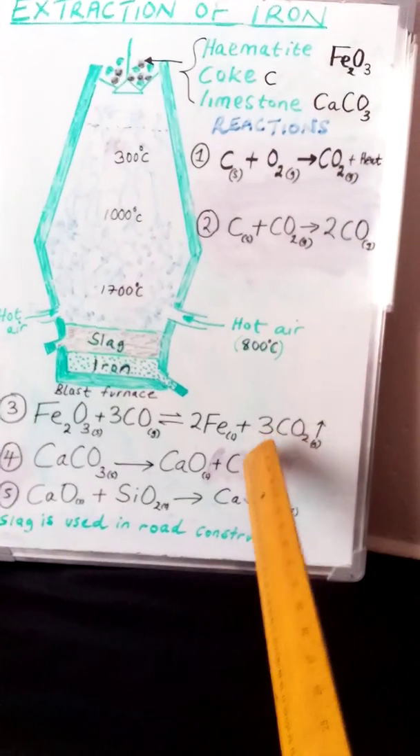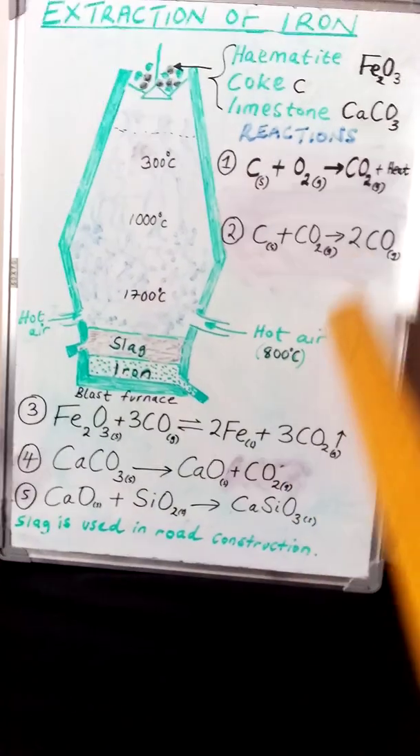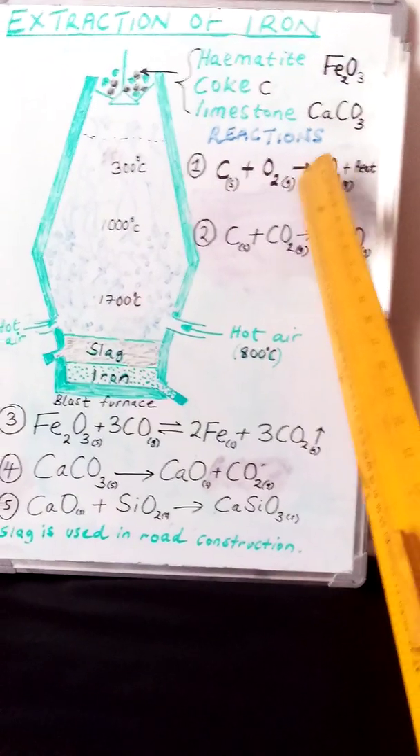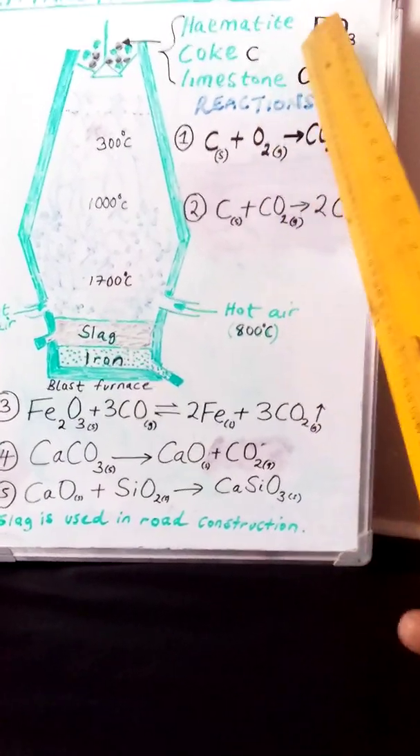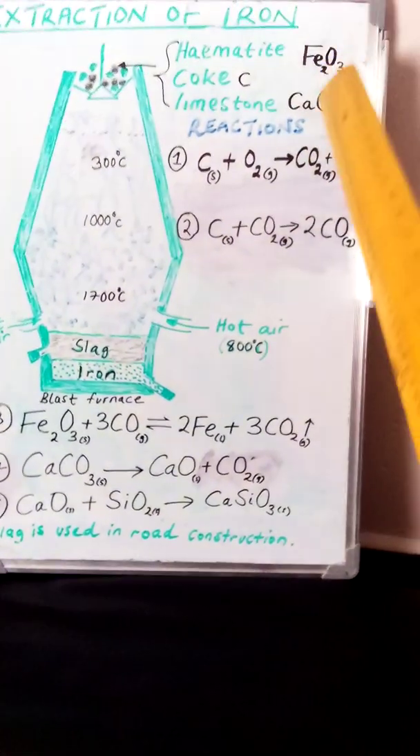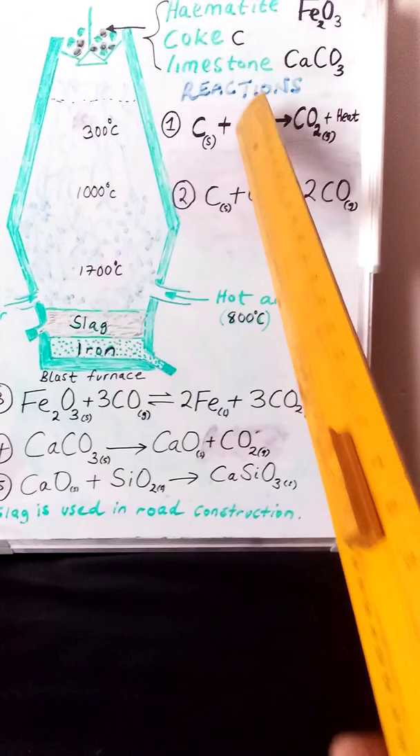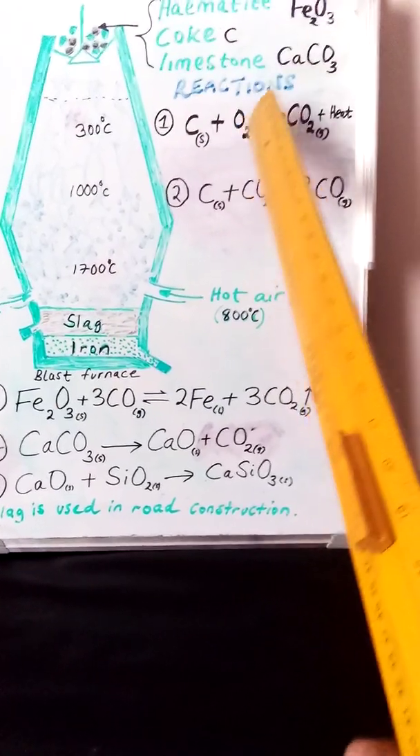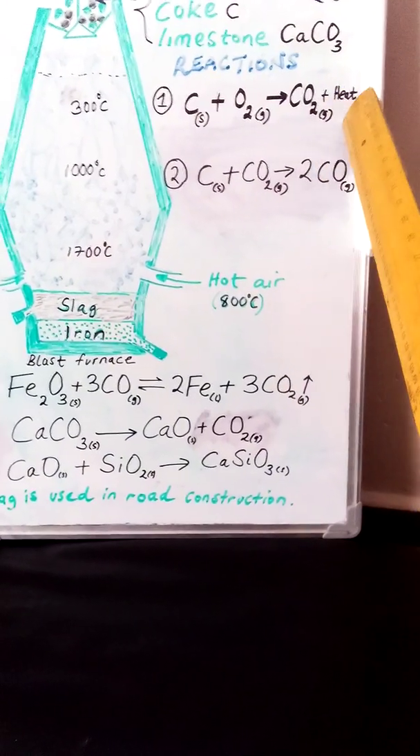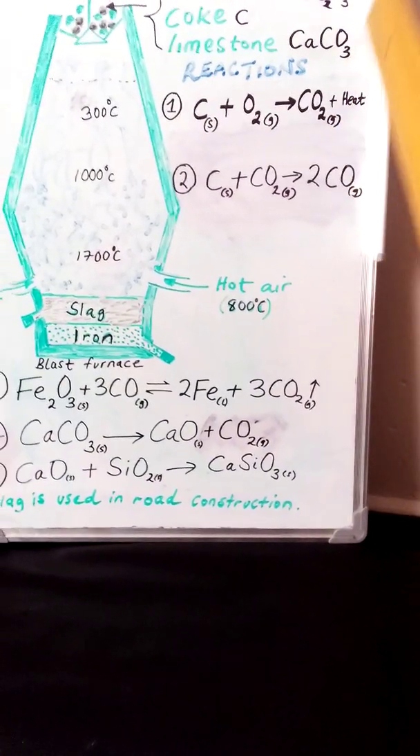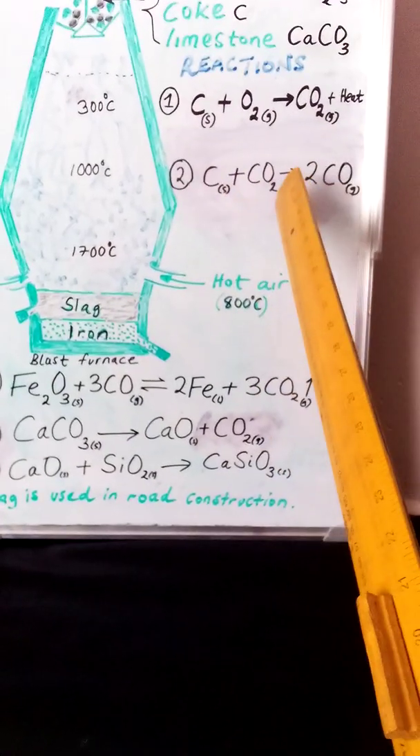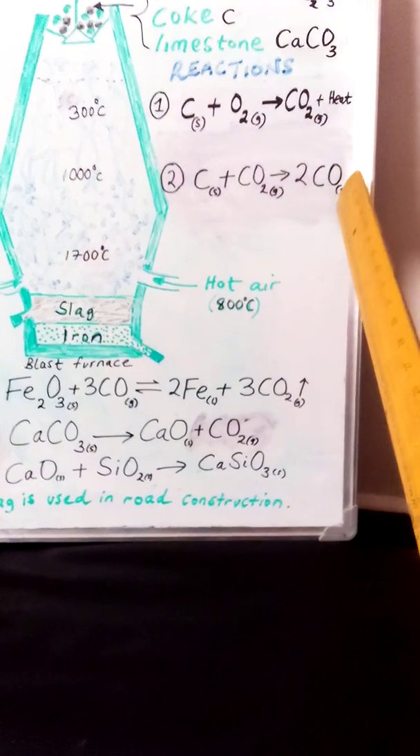With that stated, you need to know that during the extraction of iron, these equations are very important, because you need to know how to come up with them. The first thing is that the process starts with the coke, which is the carbon, reacting with the air, which contains oxygen gas, to produce carbon dioxide plus heat. Because of that elevation in heat, there is further reaction of the coke with more carbon dioxide, and as a result we have carbon monoxide.